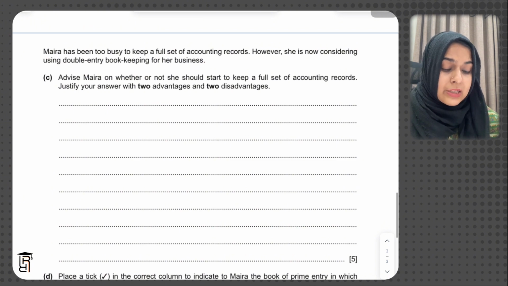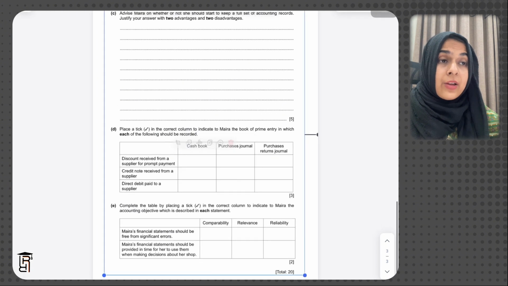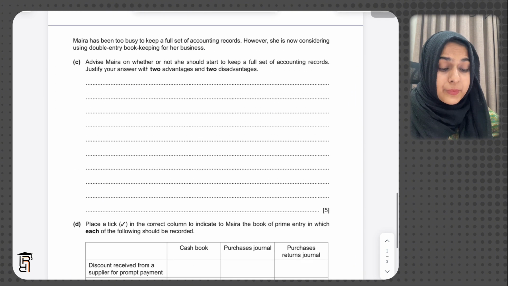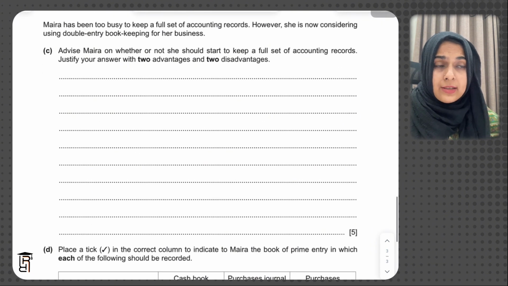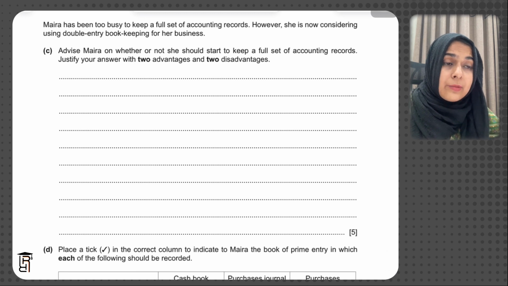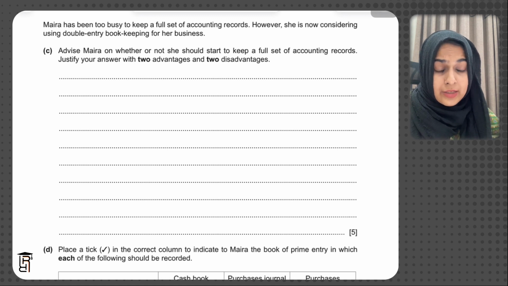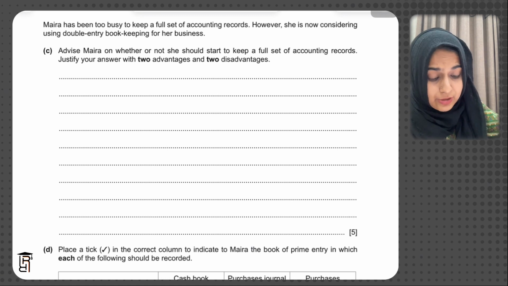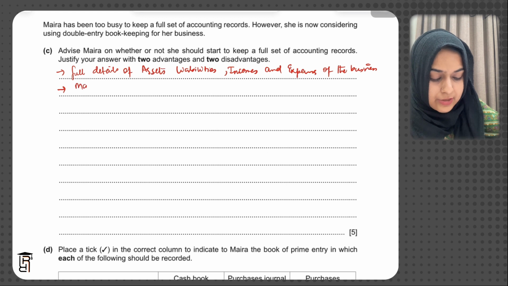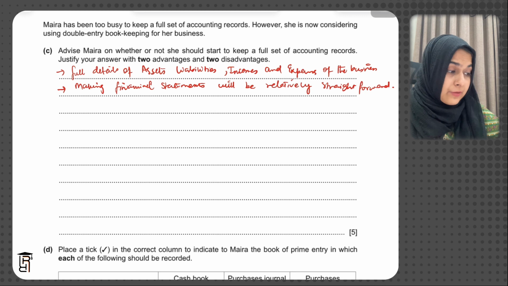So advantages of using double entry records is that she'll have all the details of all the assets, liabilities, incomes, capital, expenses of the business, and it will be very, very straightforward to make the income statement and the statement of financial position. So she'll have full details of assets, liabilities, incomes of the business. Also, making the financial statements will be relatively straightforward for her.